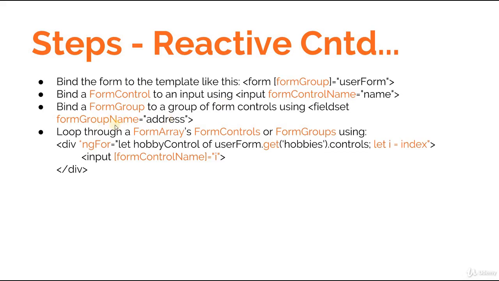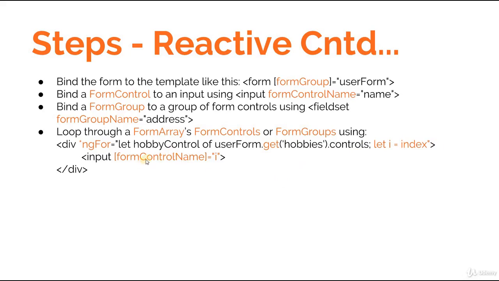like so. We can also loop through a form array and bind its form controls or form groups using such a syntax wherein we'll first get a list of controls or all the controls there are inside that form array using the get method and accessing the controls object on it. And then when we get the control, we can also specify an index for each of that form control or a form group in that case.